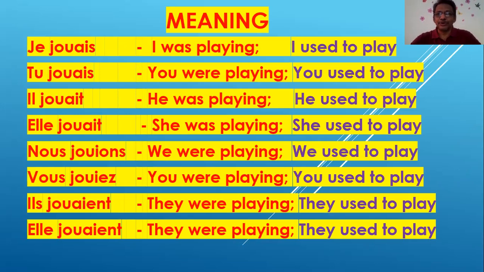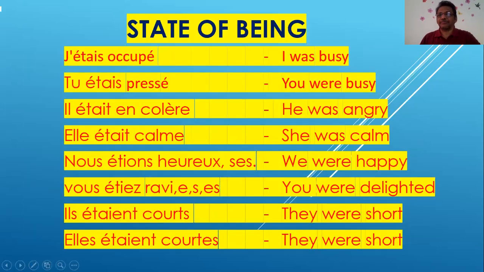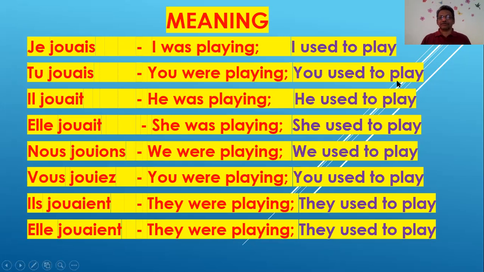Here, the verb jouer, which means to play. Jouer means to play. That verb is conjugated here. Now see, when it is conjugated, first you have to conjugate jouer for the subject nous. The spelling will be J-O-U-O-N-S. The last three letters ONS are dropped, and then imperfect endings are added.